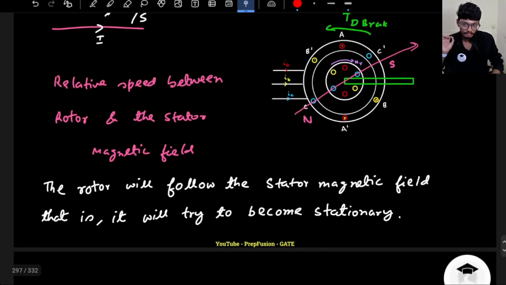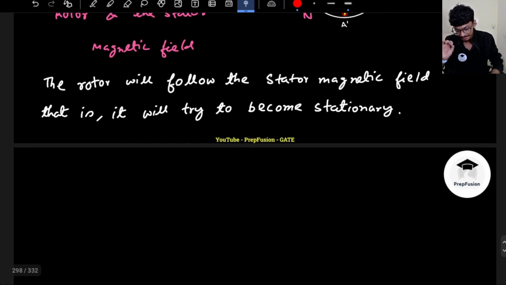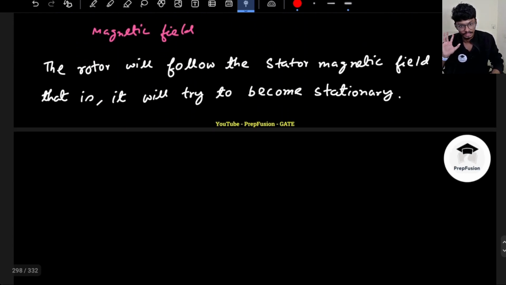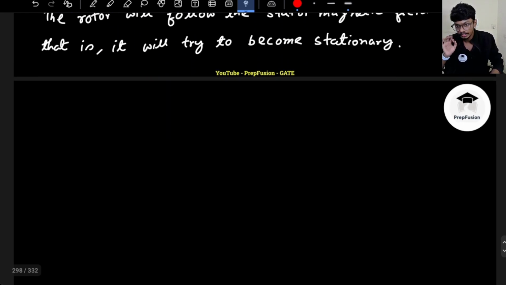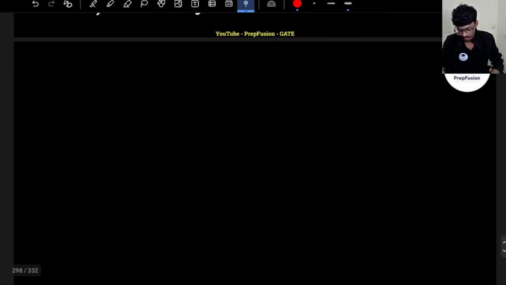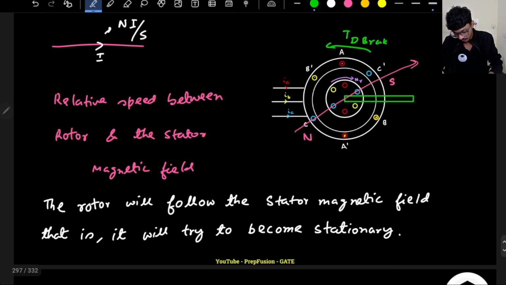Yeah, the rotor will feel that it is seeing an AC supply. Why will the rotor feel it is observing an AC supply? Because for the rotor, the flux cut is kind of alternating. So flux cut is kind of alternating.